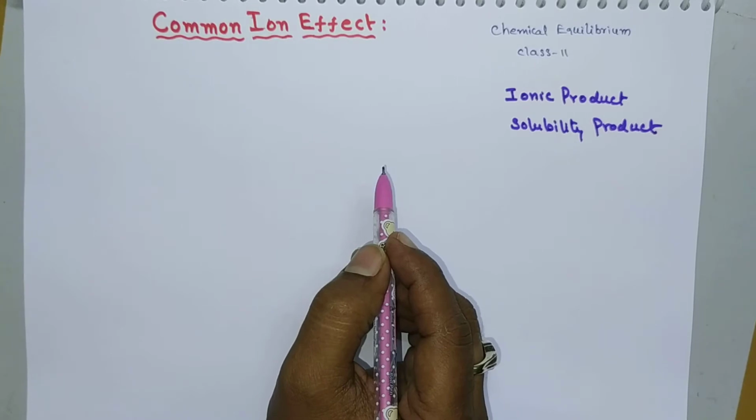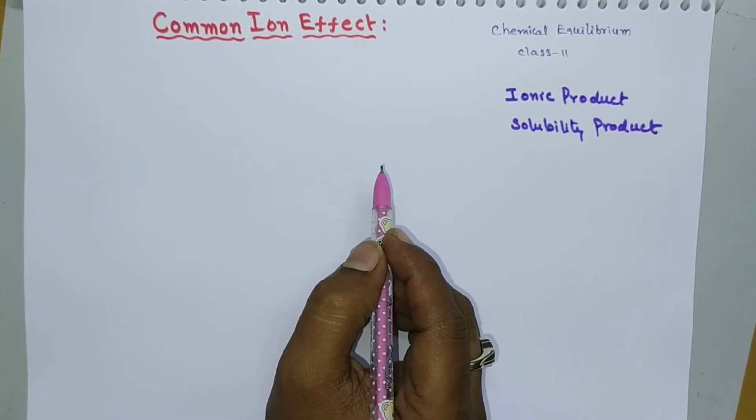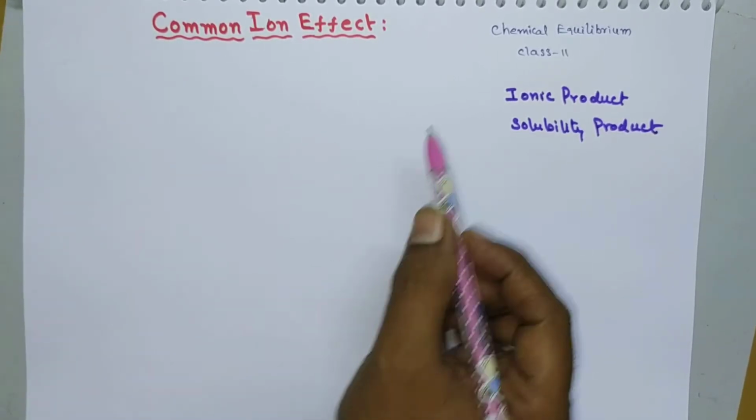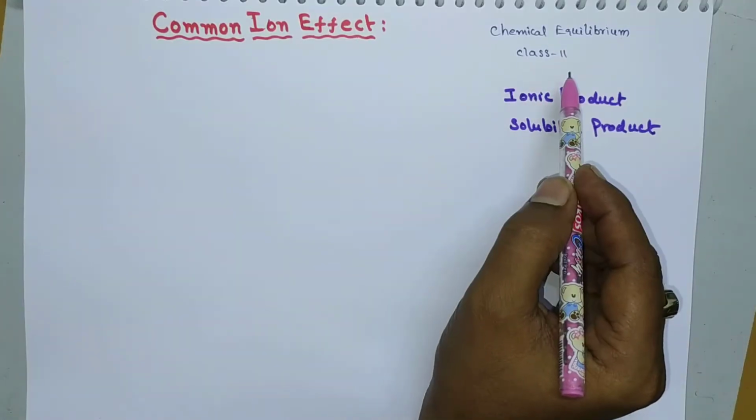Today we are going to discuss the common ion effect. This is from chemical equilibrium of class 11.